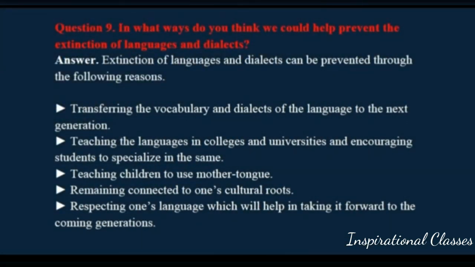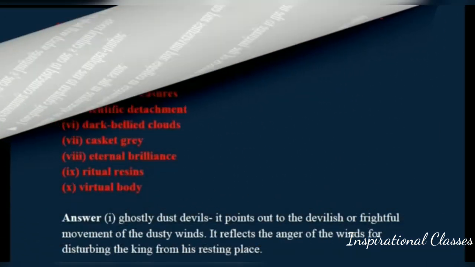Question 9. In what ways do you think we could help prevent the extinction of languages and dialects? Answer. Extinction of languages and dialects can be prevented through the following: transferring the vocabulary and dialects of the language to the next generation, teaching the languages in colleges and universities and encouraging students to specialize in the same, teaching children to use mother tongue, remaining connected to one's cultural roots, respecting one's language, which will help in taking it forward to the coming generations.